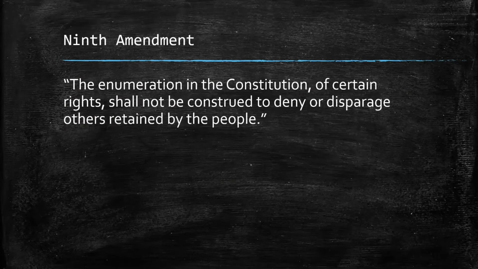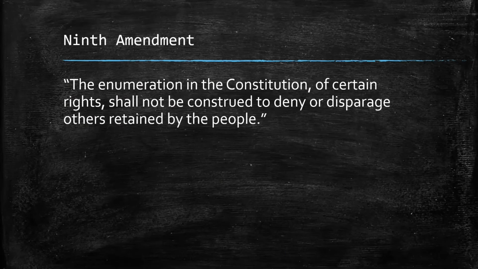The Ninth Amendment: the enumeration in the Constitution of certain rights shall not be construed to deny or disparage others retained by the people. This is an expression of the notion of natural law or natural rights, and it accommodates some of the fears that by listing rights in our Constitution, we are somehow listing all the rights that exist. This amendment reminds the people that the Constitution does not create law. It simply limits the power of government.